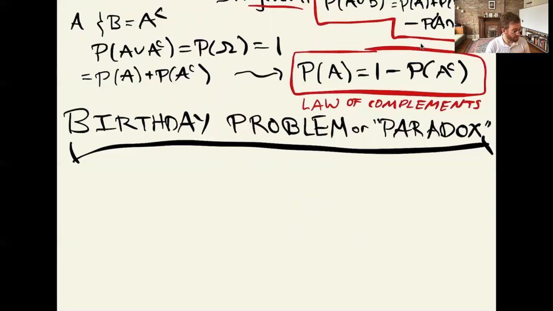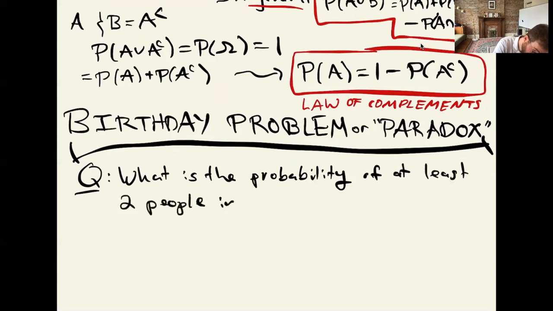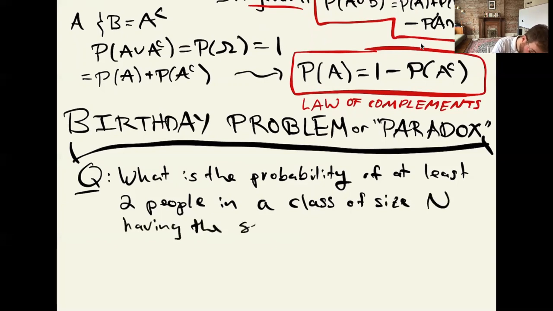And it goes something like this. So the question is, what is the probability of at least 2 people in a room or a class of size n having the same birthday?